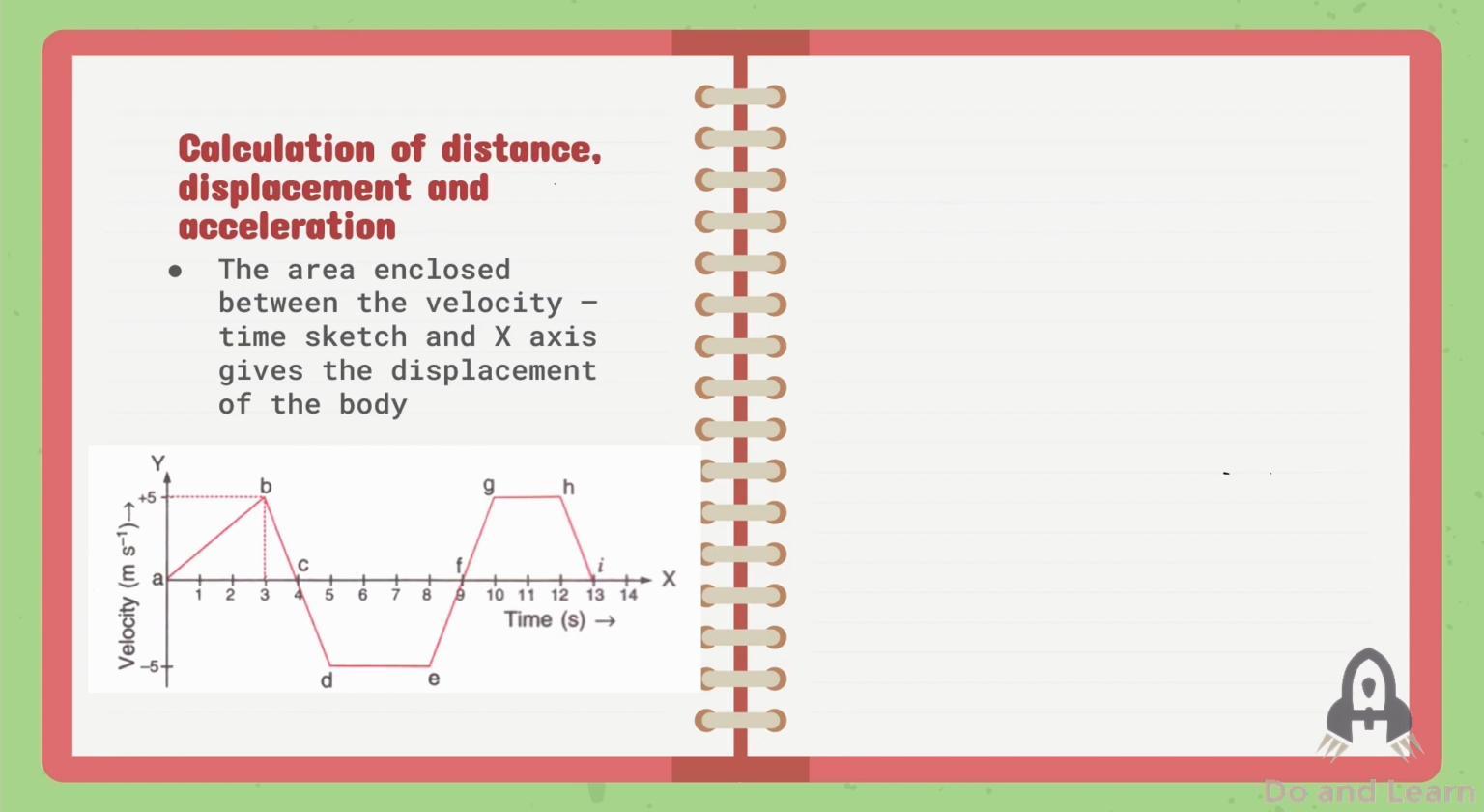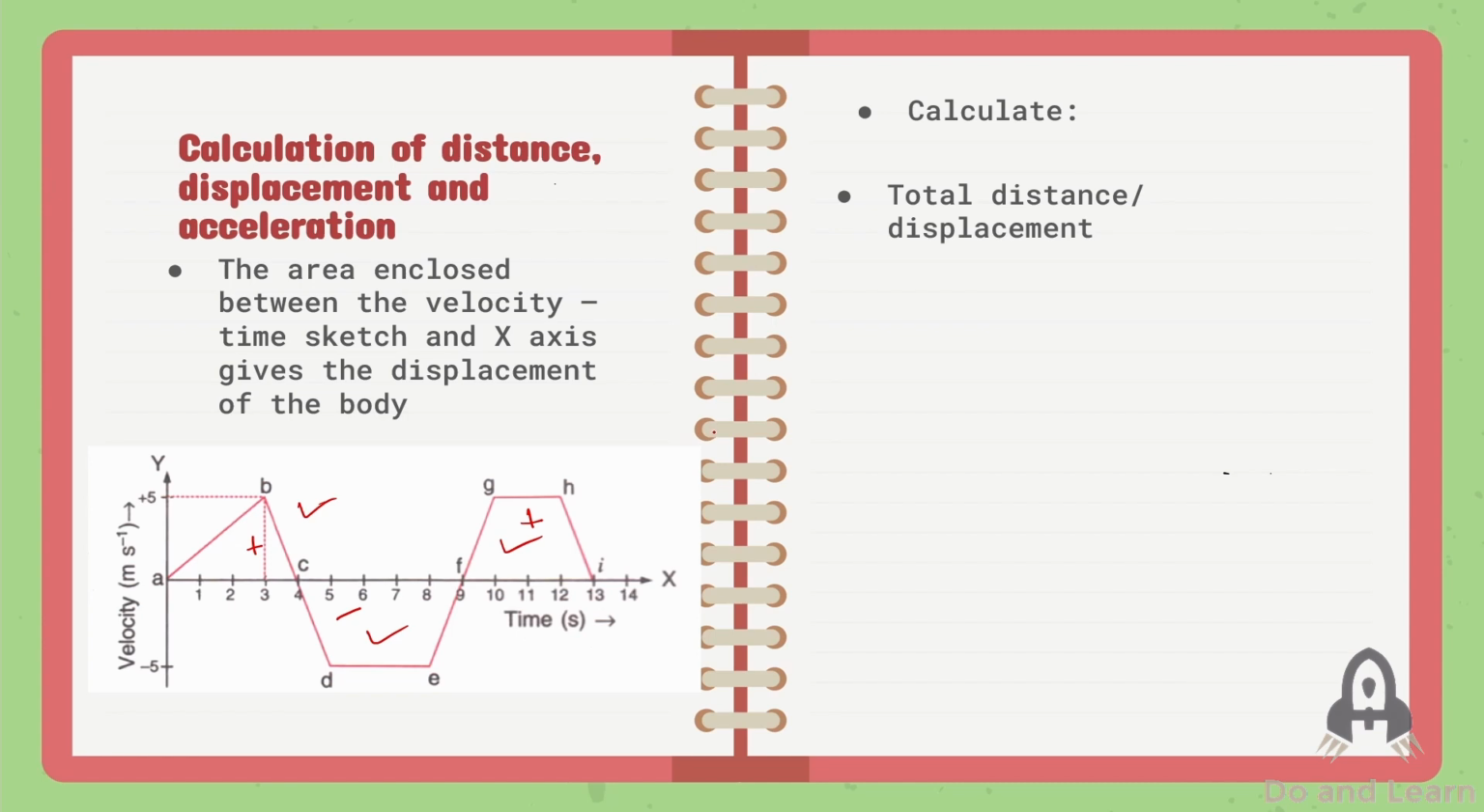So from this graph, let us see how to calculate the total distance or displacement. You can see there are three structures: triangle ABC here, and trapezium CDEF, and trapezium FGHI. So the displacement in this region will be positive, this will be negative, this will be positive. Let us see how to calculate.